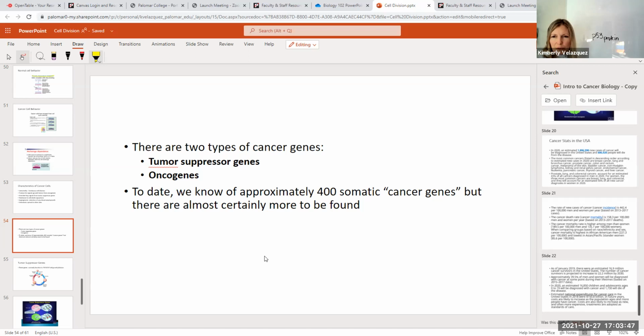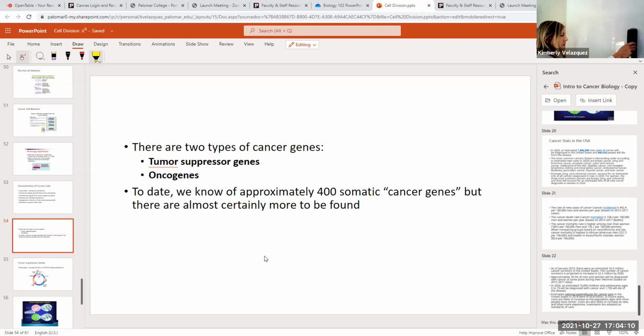In other words, tumor suppressor genes put on the brakes. Okay, so they halt the cell cycle when something is wrong. If you have a defect in this, then you're not putting on the brakes. You're not stopping the cell cycle when a cell's DNA is bad.